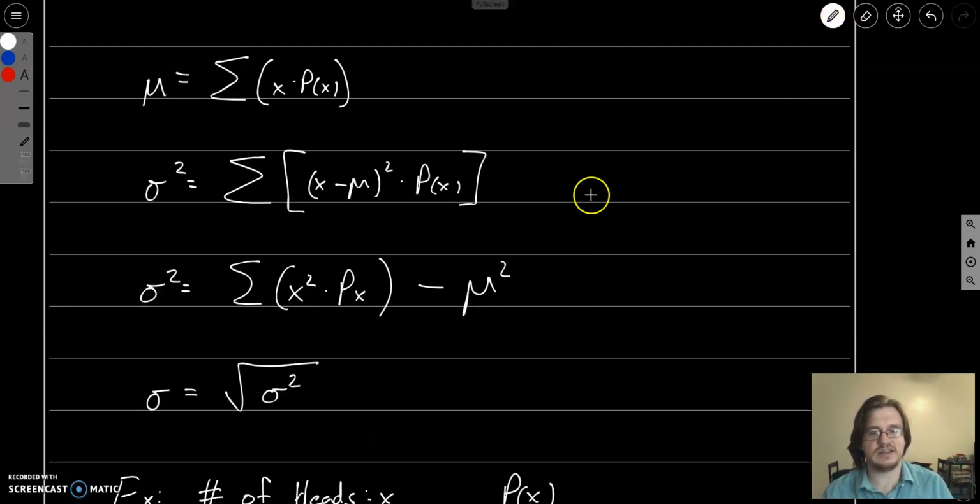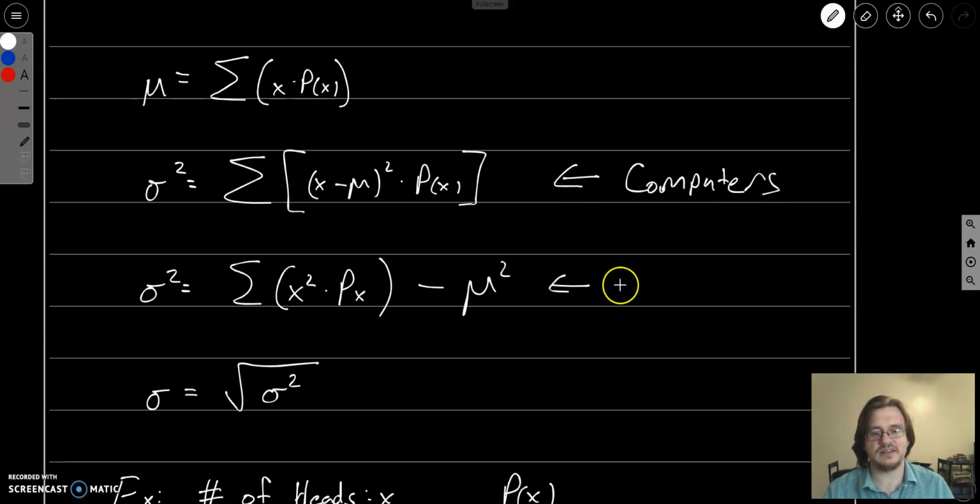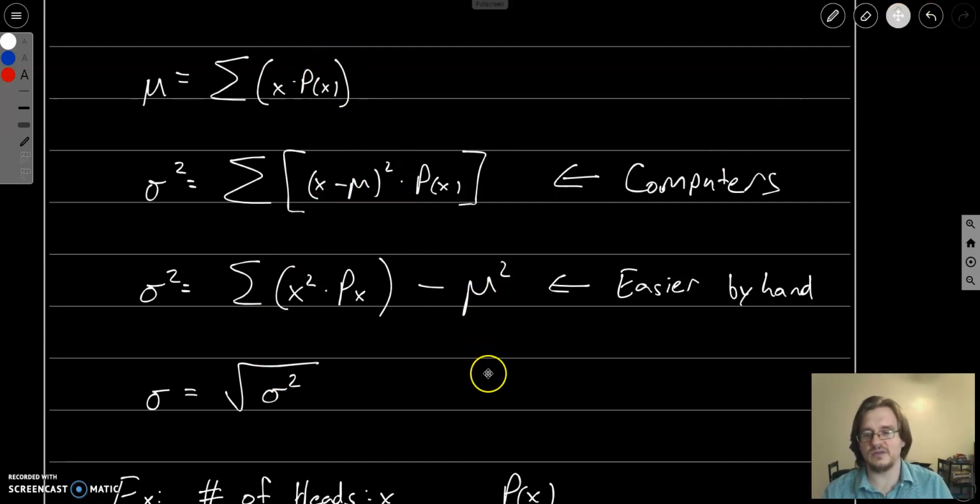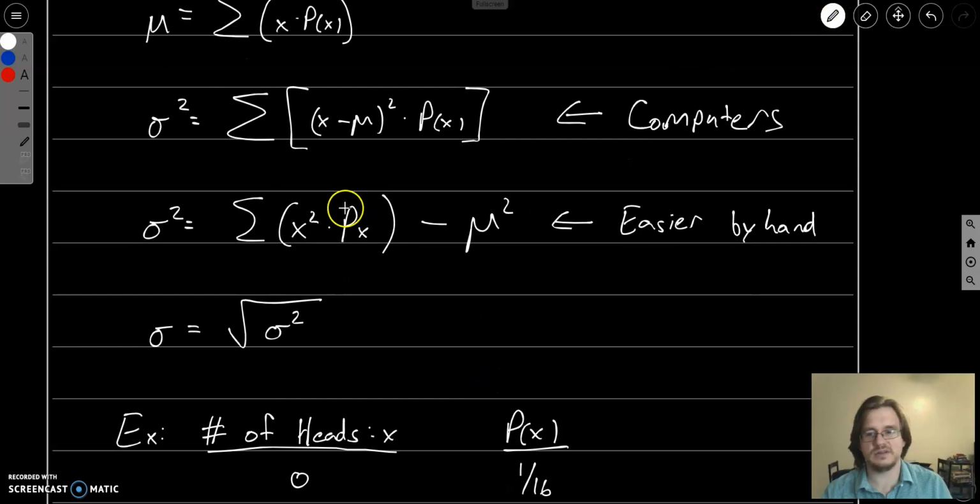This, in general, is how computers will calculate this. For us, by hand, this is in fact going to be a little bit easier. These are the same formula. You can get one from the other. But the second one is going to be easier to calculate by hand. And in order to calculate the standard deviation, I just take the square root of the variance. So let's see these guys in action, and we'll show you how this all works.